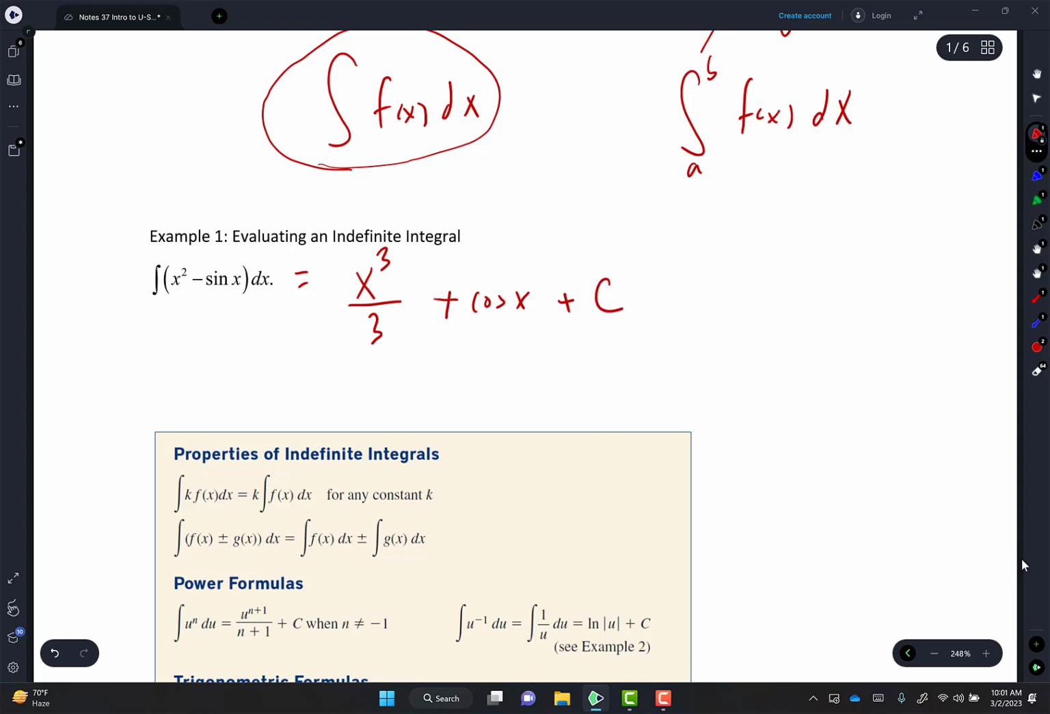And then here's how you test it, guys. You always got to put the plus c. Always, always, always. If you take this derivative, do you get this expression? Well, the derivative of x cubed over 3 is x squared, and the derivative of negative cosine x is sine. And there it is, and the derivative of a constant is 0. So it works. Check mark. Cool or not cool?